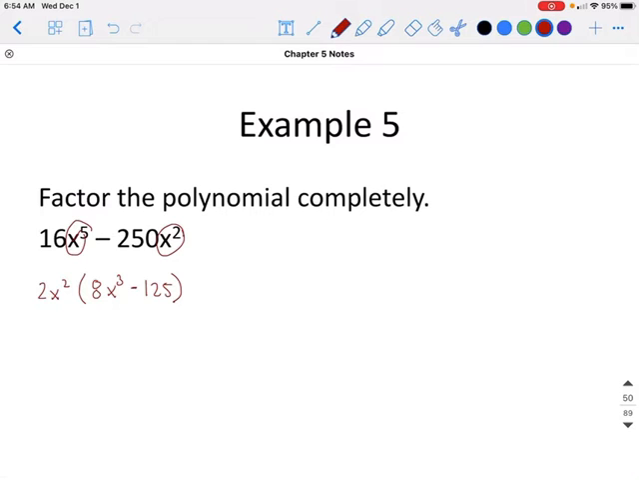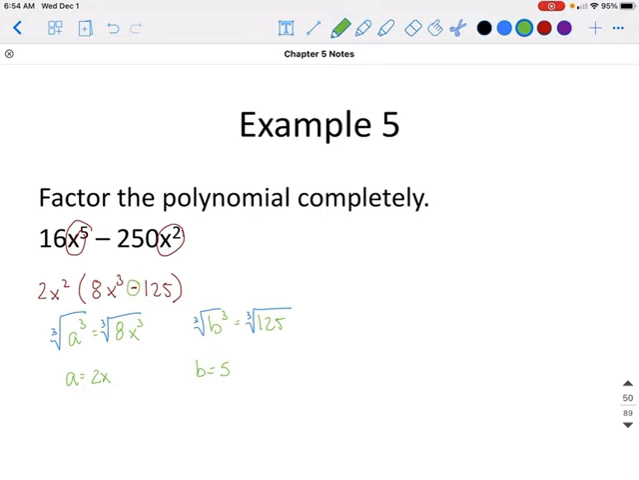125 times. Now we need to see if we can take the cube root. So if a cubed is equal to 8x cubed and b cubed is equal to 125, if we take the cube root of both sides, this is going to tell us that a is equal to 2x and b is equal to 5.